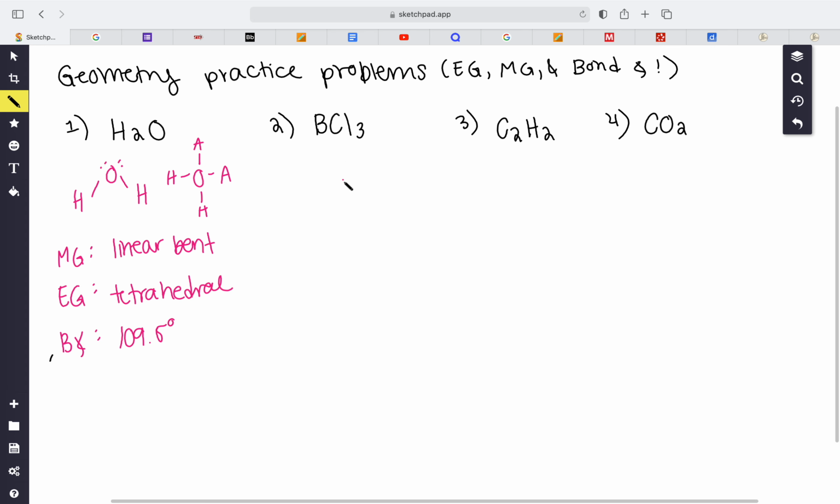Okay, so let's move on to barium chloride. Barium chloride, that's not what that is. Ignore that I said that, please, because that's embarrassing. That would be boron trichloride. Something like that.